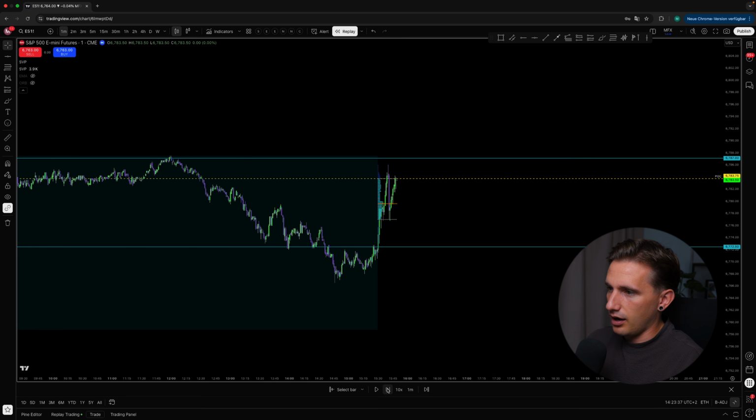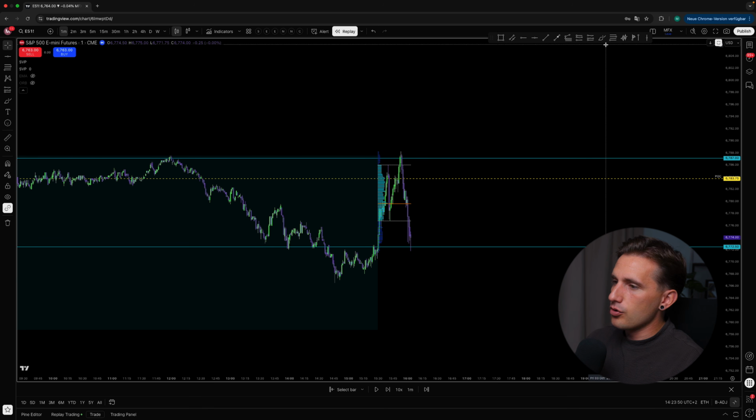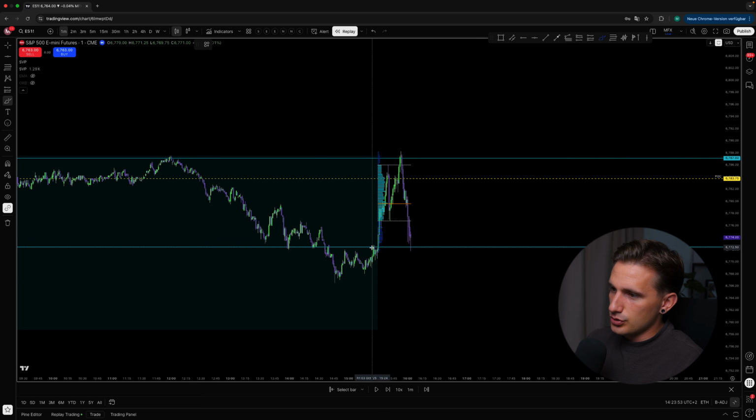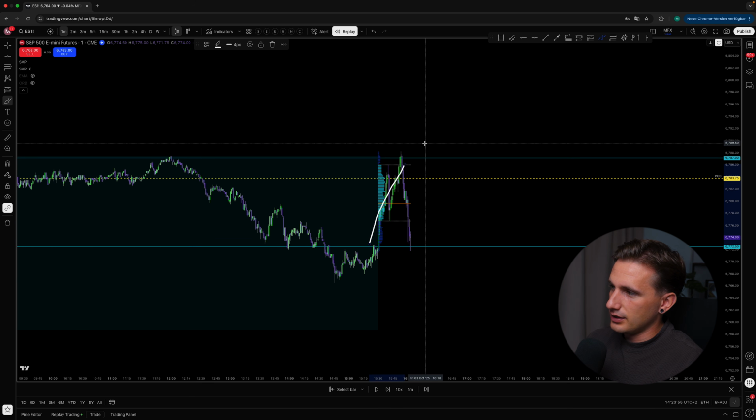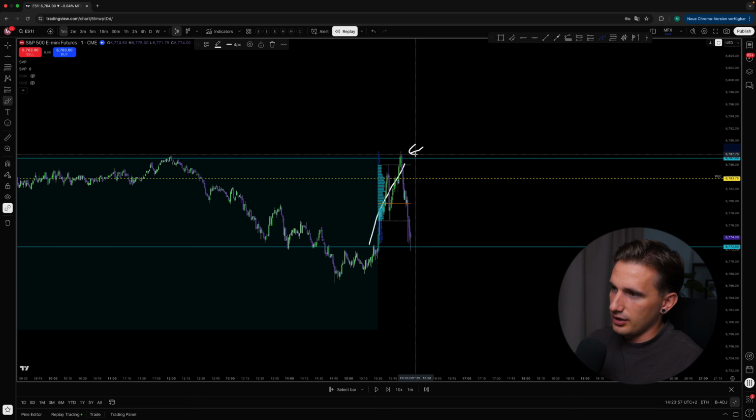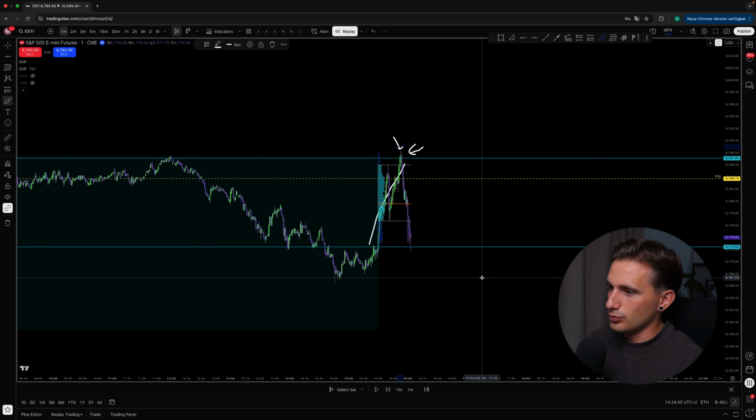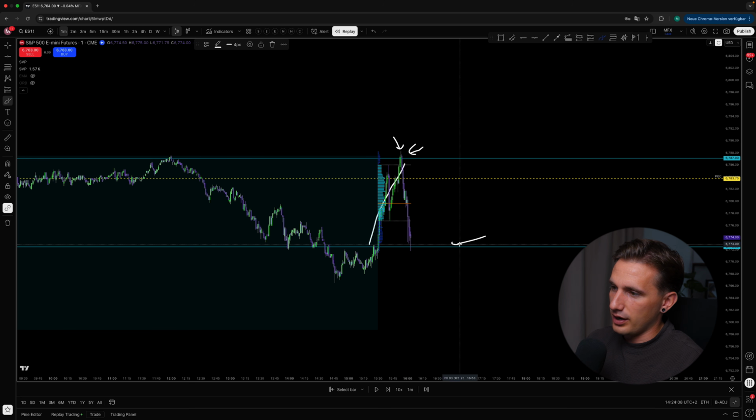So when I play this out, I can show you what I mean by this. Now look at this, guys. The market shoots up, comes into value area high. And what is the market doing right here? You can see the market rejected and goes straight down to what? To value area low right here.